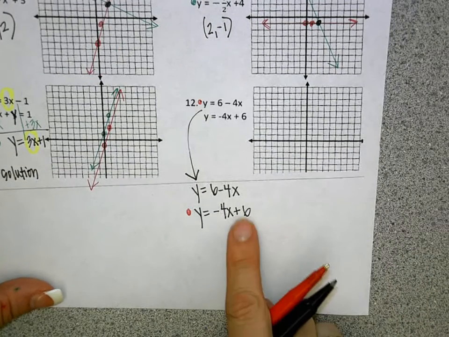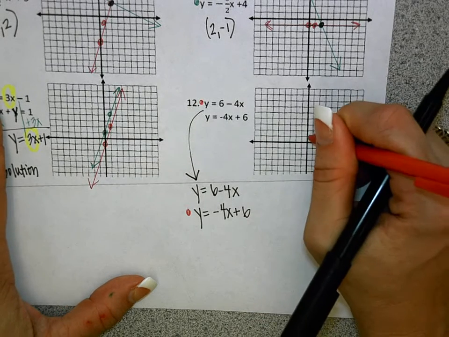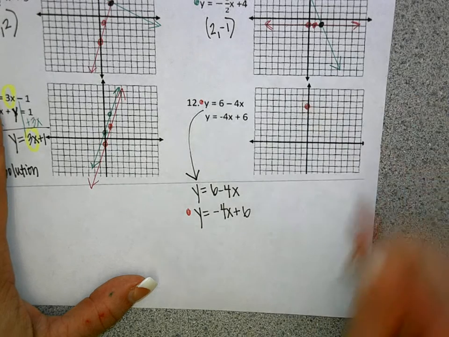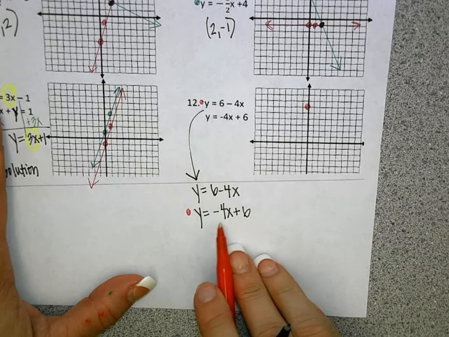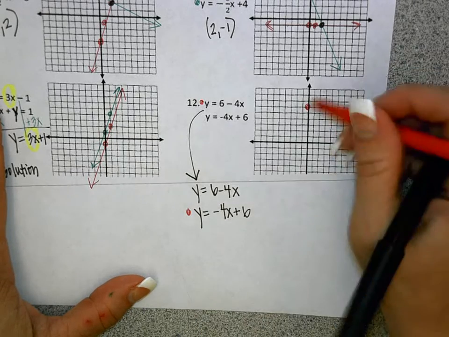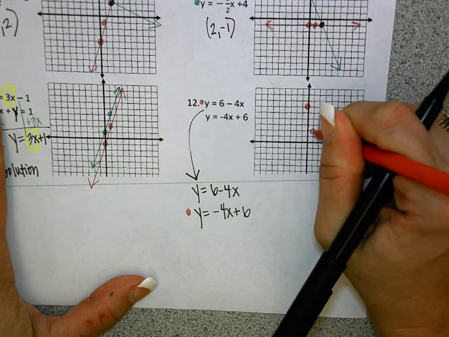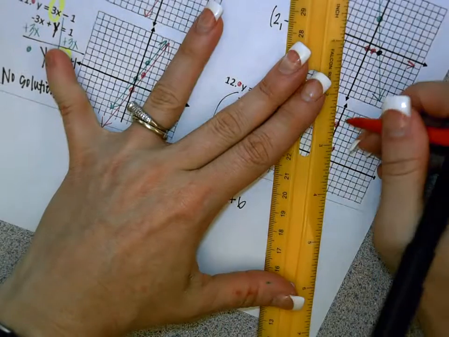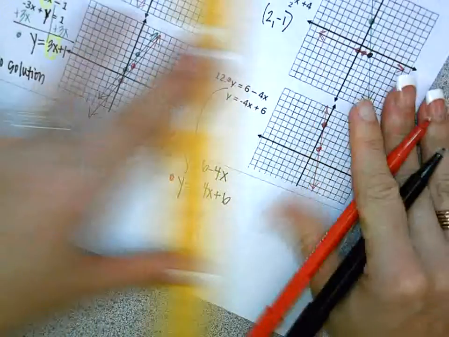What's its starting point? What's its y-intercept? +6. So up 1, 2, 3, 4, 5, 6. How do I move to get to my next point? What's its slope? What's the slope of this line? -4. So that means go down 4 over 1. Once you have at least 2 points, you can connect them together with a straight line. It's nice if you have more than 2, but you only have to have 2.